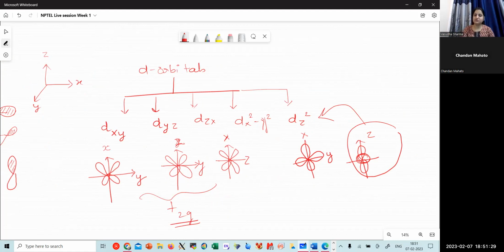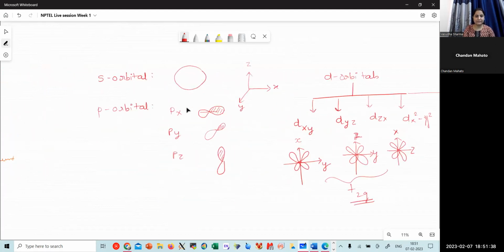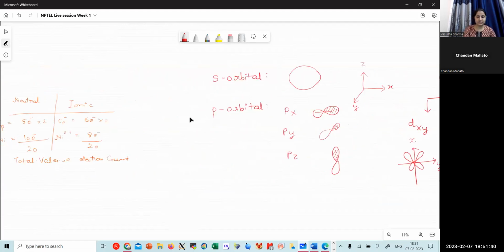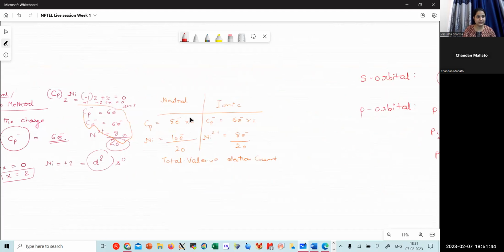Yes, ma'am. So similarly, we have f orbitals, which are 7 in number. So that also you can cross-check. And if you find any problem, you can let me know in another class. Now we'll quickly see some other questions if we have any left in the week 0 assignment.